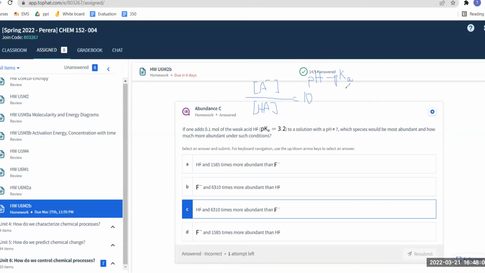Are you asking which one is more abundant? No, what I'm asking is for you to plug them in, right? So this should be equal to 10 to the power of 7 minus 3.2.